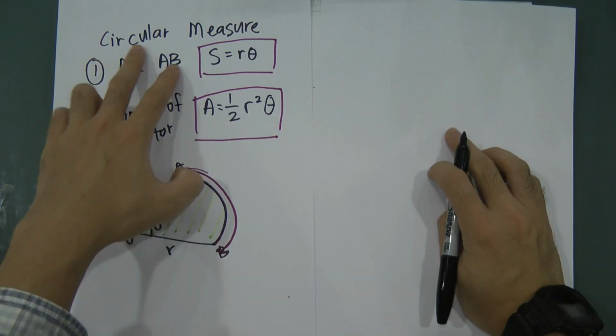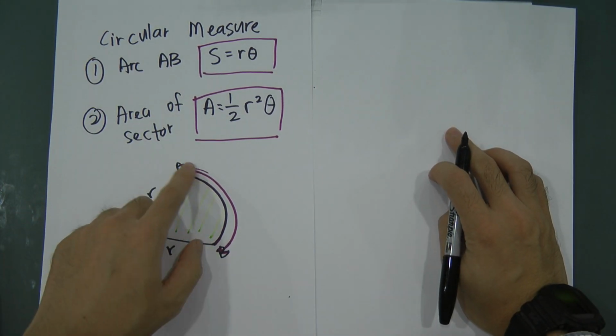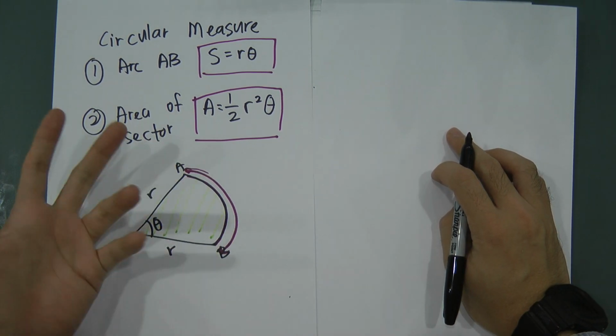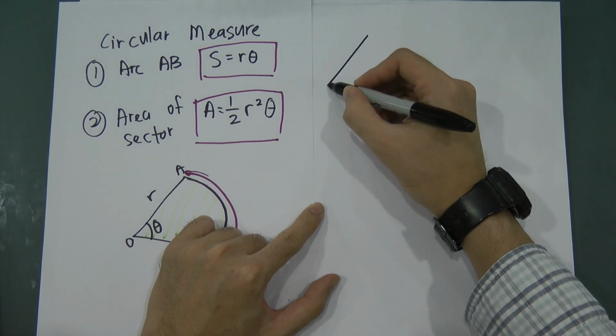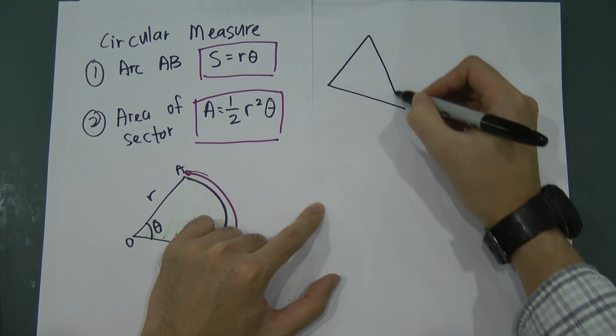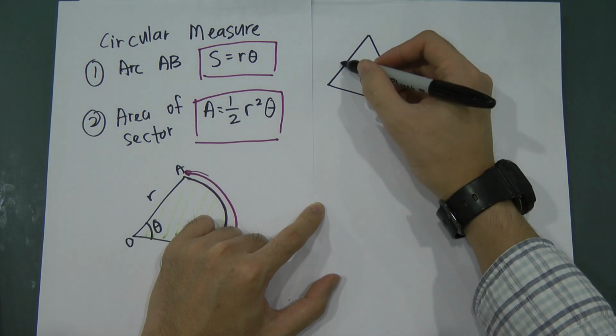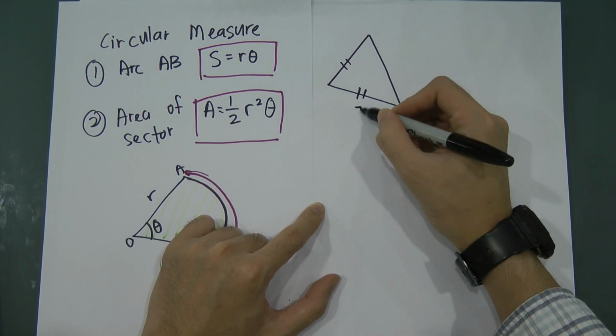Now in circular measure, what we learn is curve length and sector. How about triangle? Because you will always see triangle. Let's say this one and this one are the same length. I call this one 7.